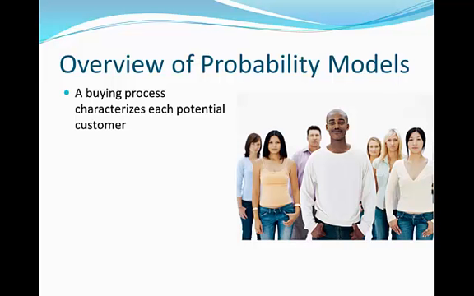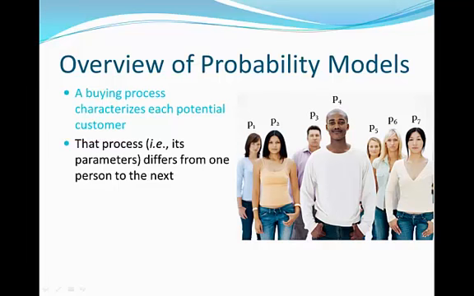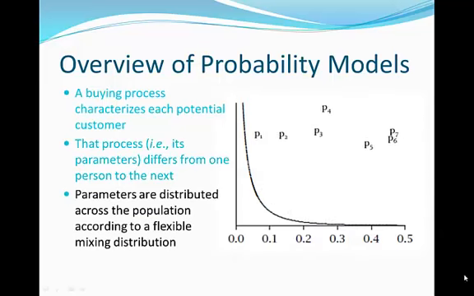Fader-Hardie models start by assuming that each of us has a separate buying process. It may be as simple as the probability to purchase or vastly more complex. Your buying process, say your probability to purchase, may differ from mine and from that of each potential customer. We further assume that buying processes vary across the population in a way that can be measured using a flexible distribution.